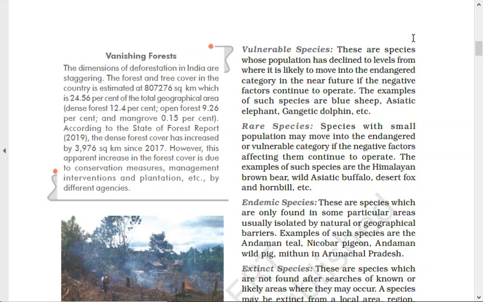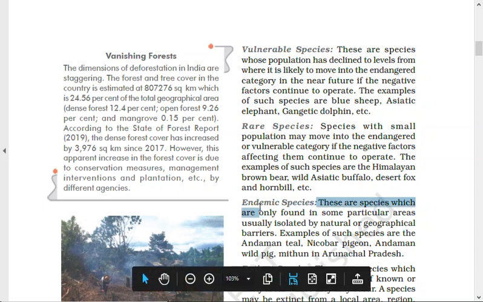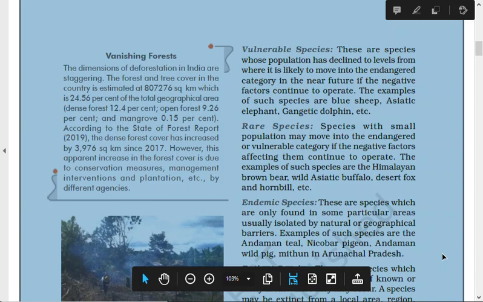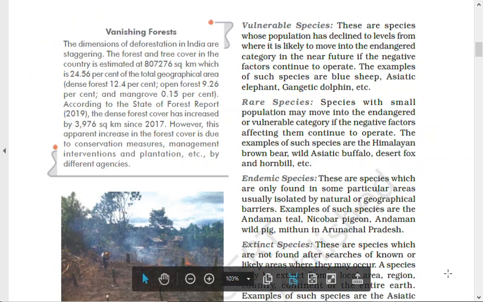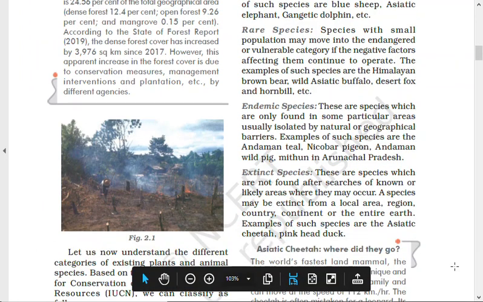So this book doesn't talk about panda, but you can write the example. But mostly, since it is an Indian syllabus, if you write more about Indian examples, that's better. But of course, panda is the most suitable example here also. So endemic means a particular place. What is Mithun? Mithun is, I think, a kind of ox, Mithun ox. Okay, as far as I know, I might be wrong, but I will check.